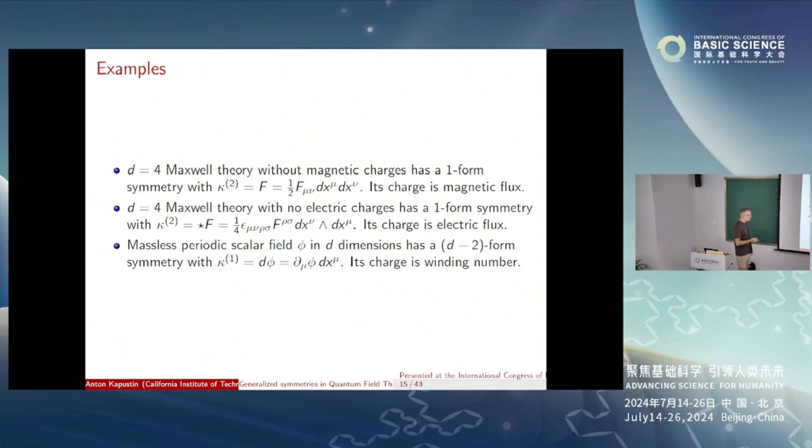In general, here's an example or series of examples of other p form symmetries. If you look at a scalar field in d dimensions, which is periodic, then it has a d-2 form symmetry. The corresponding current is actually a 1 form, simply the derivative of the field. And the charge is the winding number.